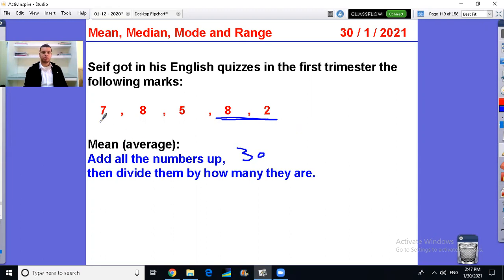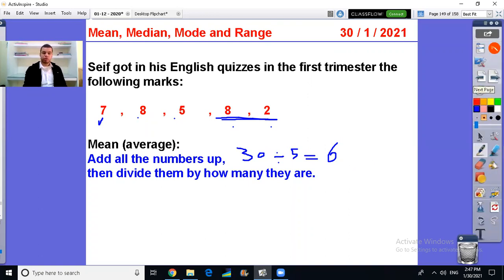Divide them by the quantity. How many are they? I have one number, 2, 3, 4, 5 numbers. So it's going to be 30 divided by 5, which is going to give us 6. That's it. And this is the mean. So if I'm talking to his parents, I might give them the average of his marks, the average of his grade, and I might tell them he got 6. His average score is around 6. So this is how to find the mean.